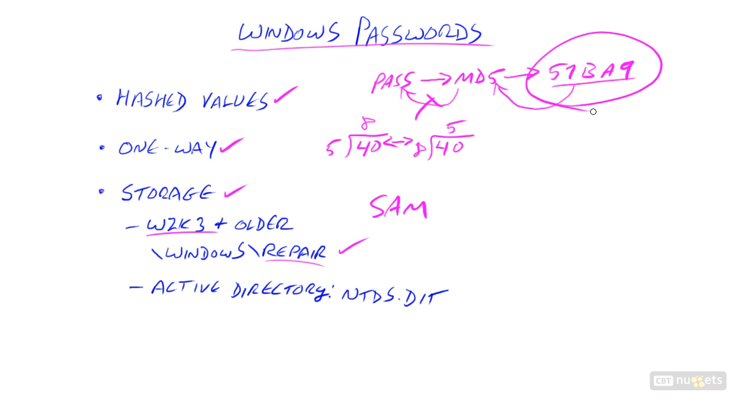Now, on Windows machines, again, these are all for local passwords. So on your Windows XP machine, your 2000, 2003, Vista, whatever, they will have a SAM file there that has local account passwords in it.